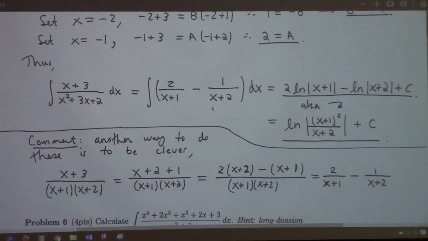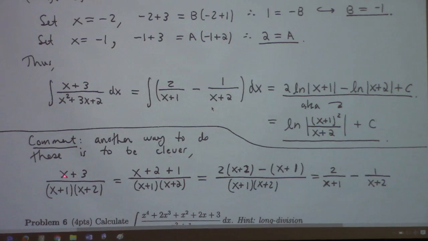Of course, if you don't like partial fractions, you can also add. You can also say, x plus 3 is this. That doesn't work. 2 times x plus 2 minus that. Well, that's the same, right? Because I got 2x minus x, which is x. And this gives me 4 minus 1, which is 3. So if you just think about adding and subtracting things, you could come up with this. And then if you just do algebra, that's 2 over x plus 1 minus 1 over x plus 2. So, like I said, clever. But in order to do this, you'd have to see this. Can you see that?